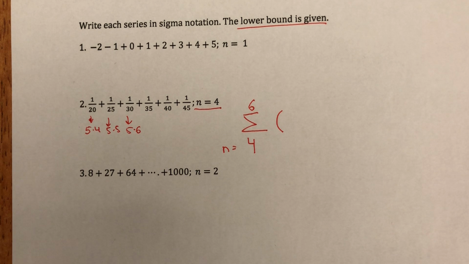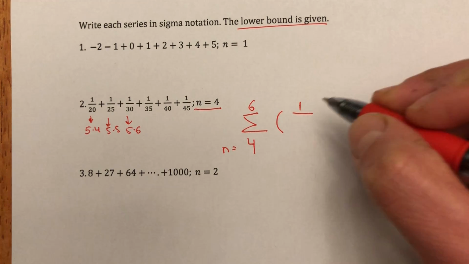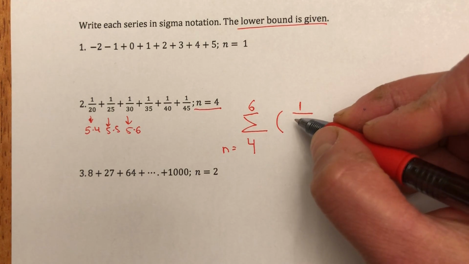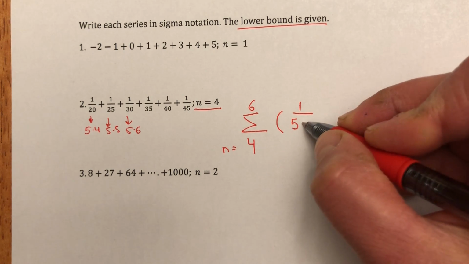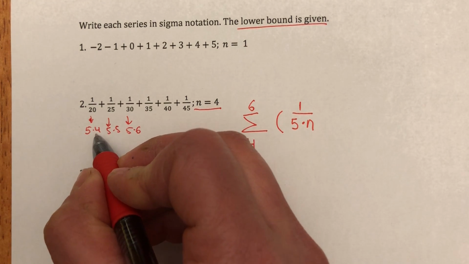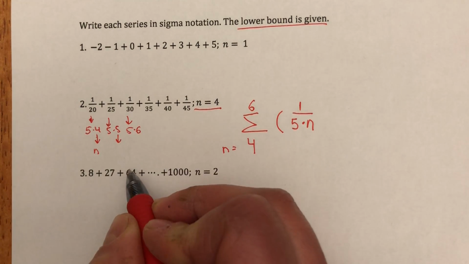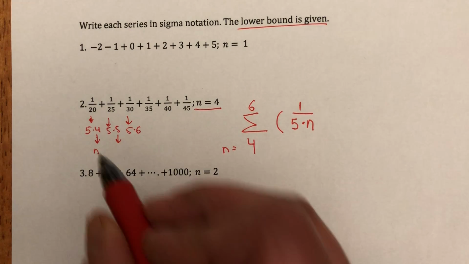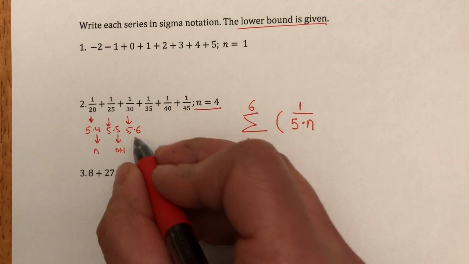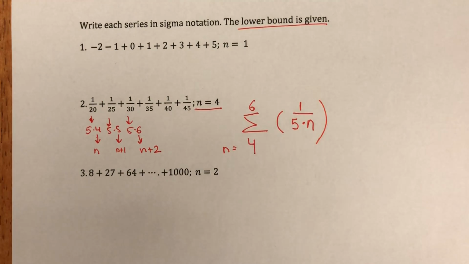So, having said that, what do I do? What do I multiply the term by? So I am taking a fraction that is always 1 over, and I am going to multiply 5 times n. Why is that? Because this is my n, right? Now this is n plus 1. So as n was 4, this one is n plus 1, that's 5. This one is n plus 2, and so on. And here we go, we are done with this one.